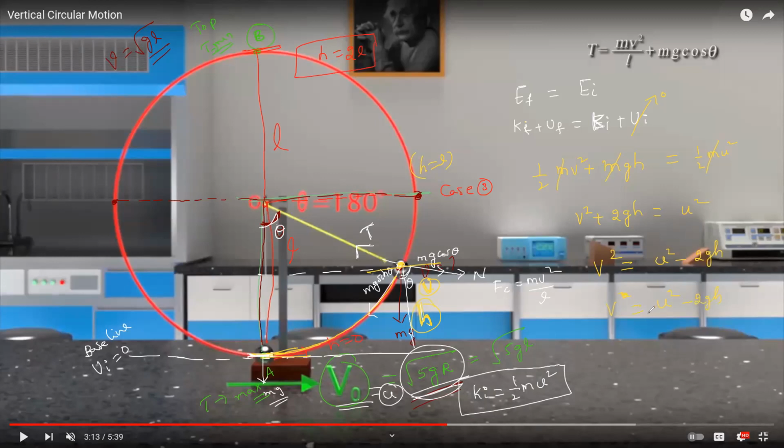So the square will come to this side, and it will become root over u square minus 2gh. So at every point, if you want to find the velocity, the formula is root over u square minus 2gh. Am I right? All of you observe very carefully. I'll modify this formula slightly for our purpose: u square minus 2hg.